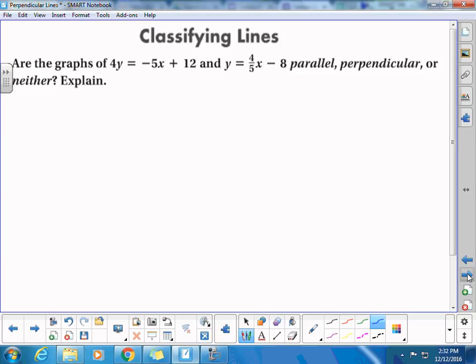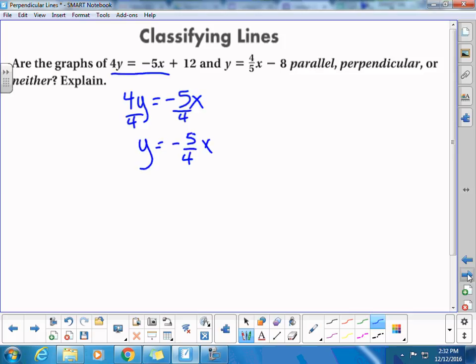Are the graphs of 4y minus 5x plus 12 and 4/5 x minus 8 parallel, perpendicular, or neither? Literally all you have to do is look at their slopes. The problem is this one is not in slope form or slope-intercept form, so I don't know what that is. So to get it, I need y equals something. So I divide by 4. And you get y equals -5/4 x.